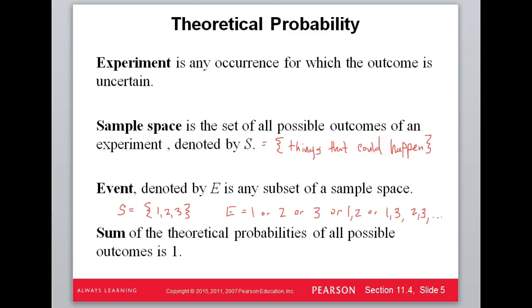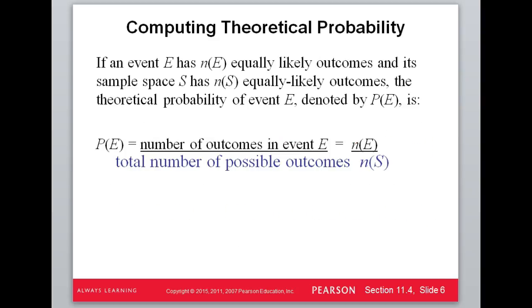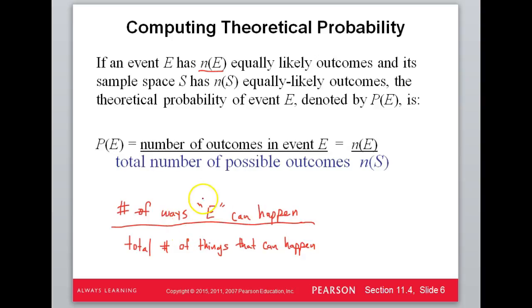Now if we want to compute theoretical probability, then the theoretical probability of an outcome E. N(E) is the notation for the number of ways that E can happen, the number of equally likely outcomes that satisfy event E. The sample space has N(S) total outcomes possible. Then the theoretical probability is the number of outcomes in event E divided by the total number of outcomes. You can think of it as the number of ways E can happen, and then you divide that by the total number of things that can happen.